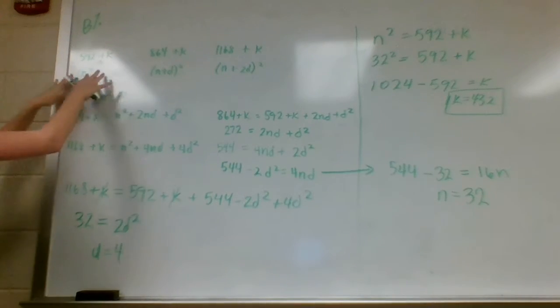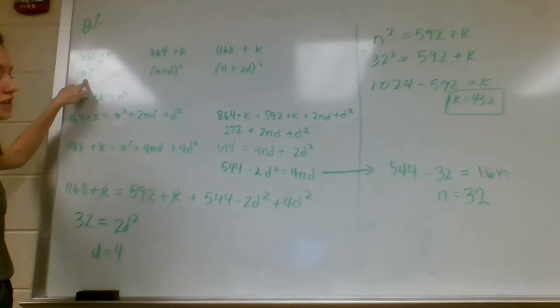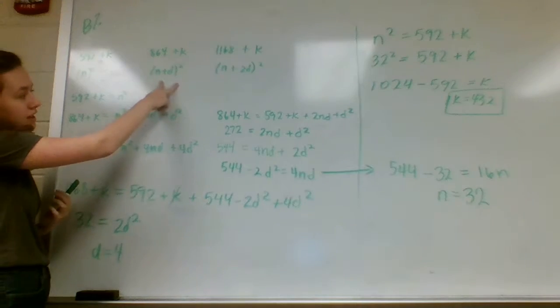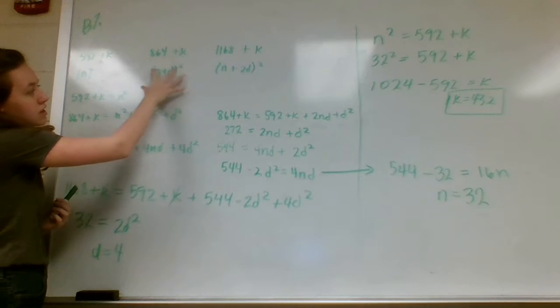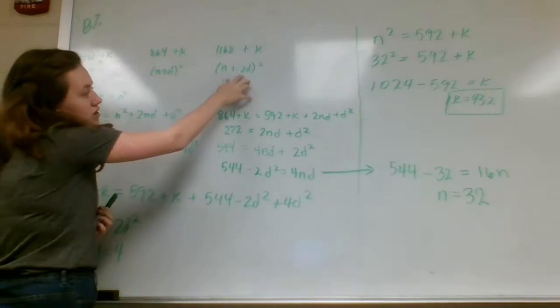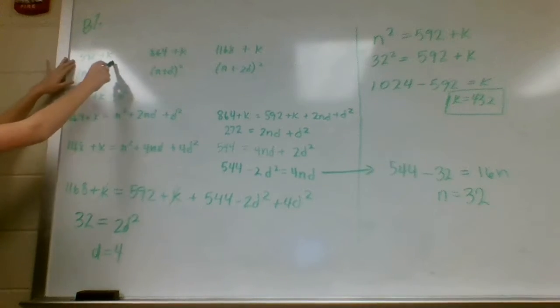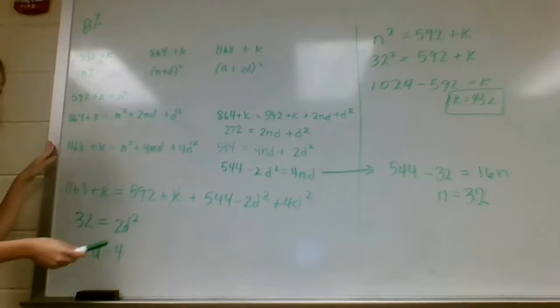So this one, I'm just going to say this is the first, the n term, so that's going to be n squared. And this one is going to be the next one in the sequence, so it's n plus d squared. And this is going to be n plus 2d squared. So from there, you can make these three equations, and you have three unknowns.